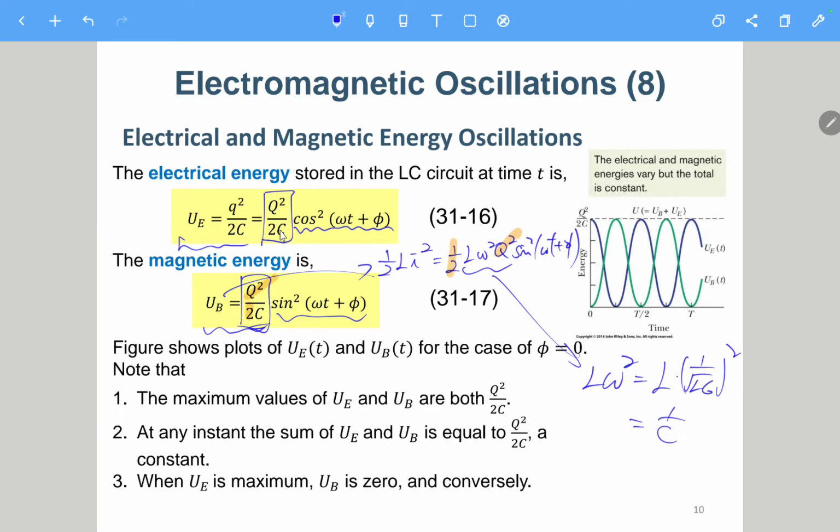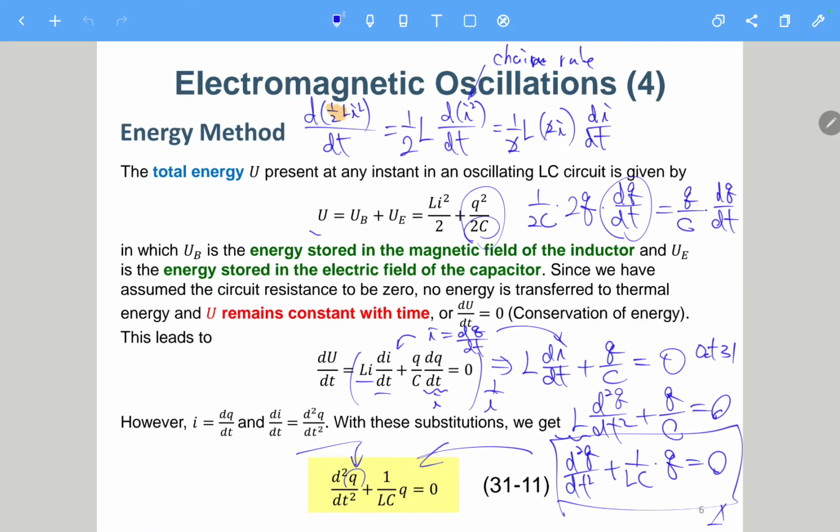Which means that if we just add them together, you know sine squared plus cosine squared is 1. When you learn trigonometry in high school, this might be the very first identity you have learned. So if you just add UE and UB together, combining these two, you have UE plus UB equal to q squared over 2C. So this means it is a constant. This q is the amplitude of the charge of the oscillation, and C is also a constant, so this whole thing is a constant, which means that the energy doesn't change. This matches what we assumed at the very beginning, that U equals UB plus UE is a constant, with dU/dt equals 0, so U shouldn't change.